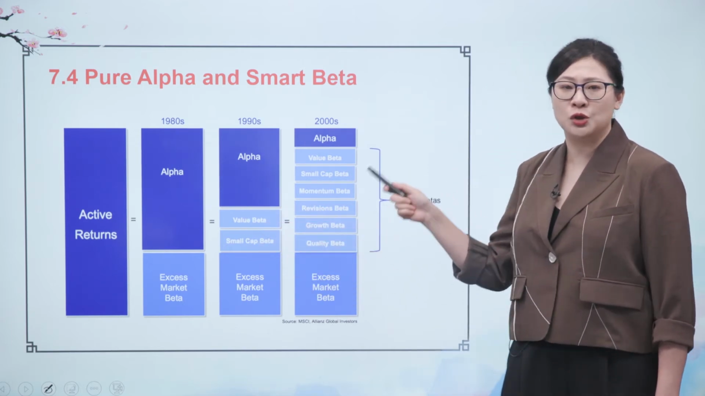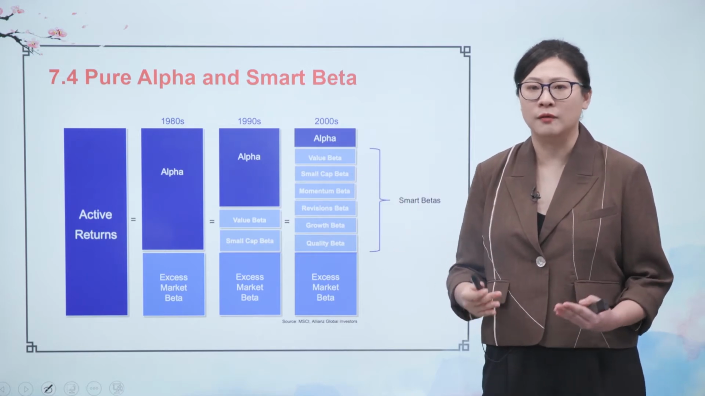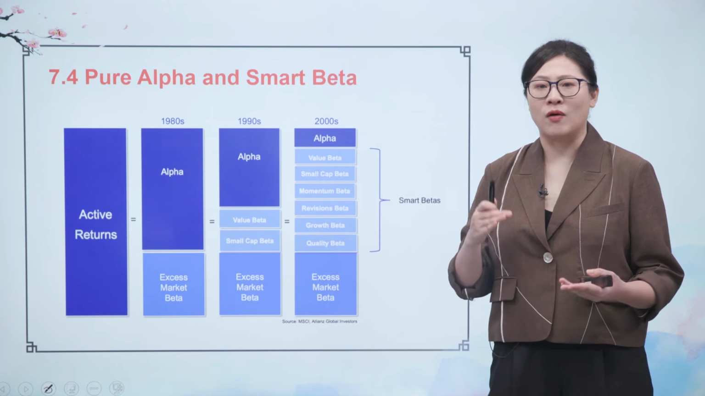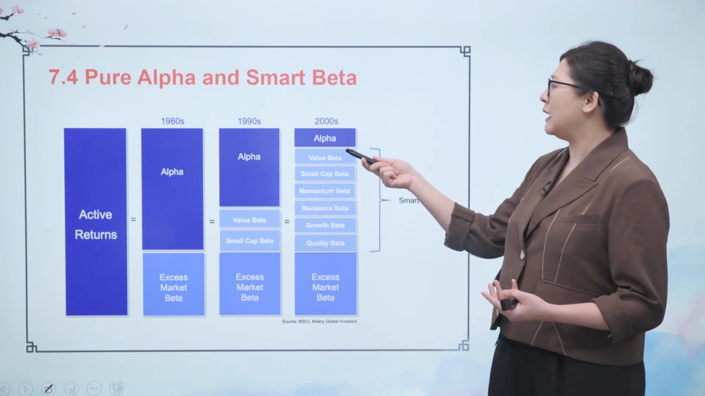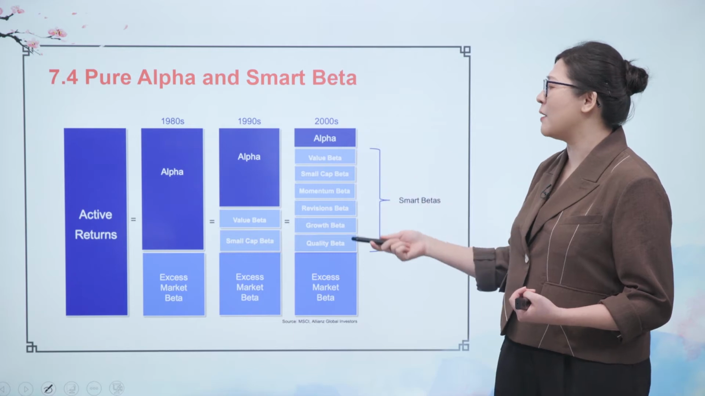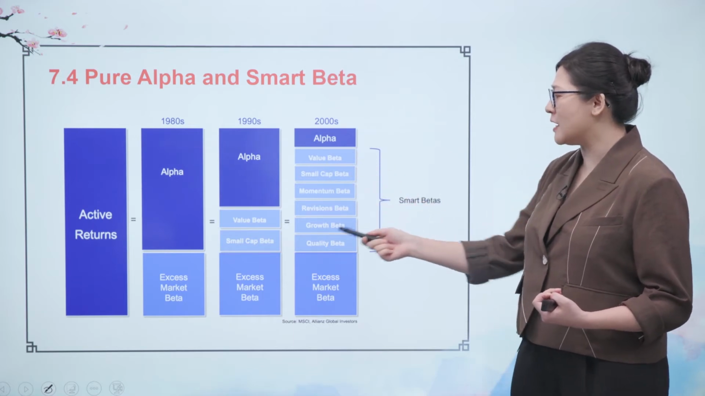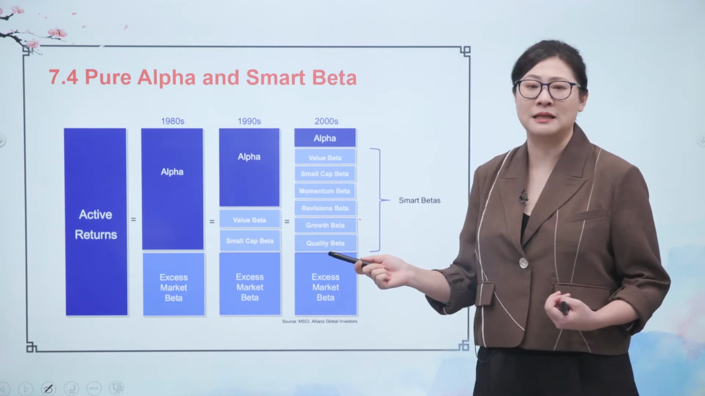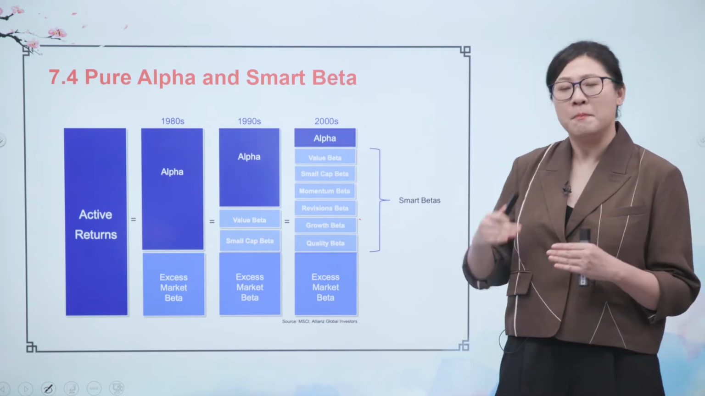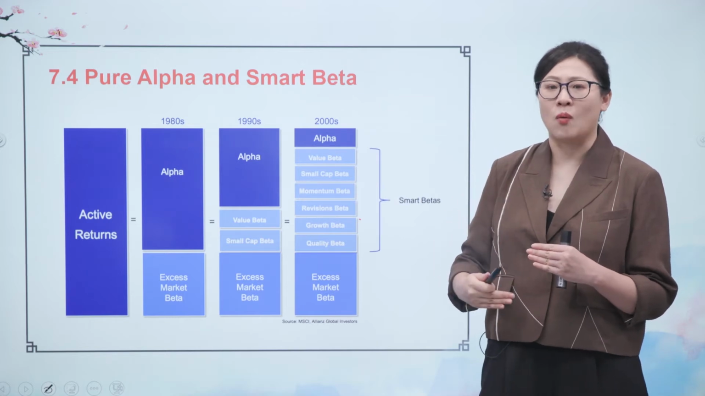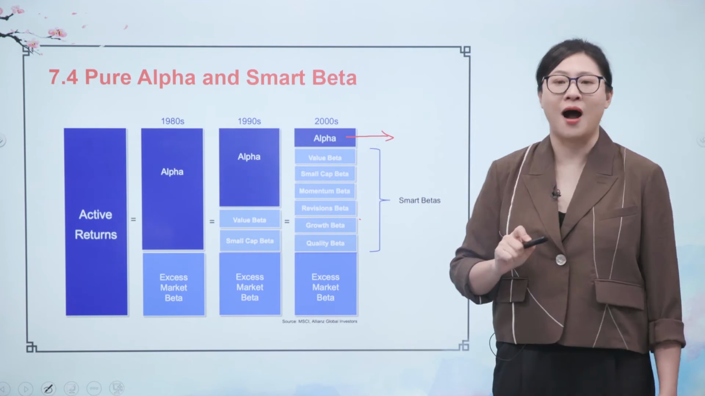And in the 2000s, with the further development of our theory, we have a four-factor model, five-factor model, six-factor model. In that case, we give more detail about our smart beta: we have momentum beta, revision beta, growth beta, and quality beta. So all these are our smart beta. So smart beta is between RFR and our true beta. And this RFR now is our pure RFR.